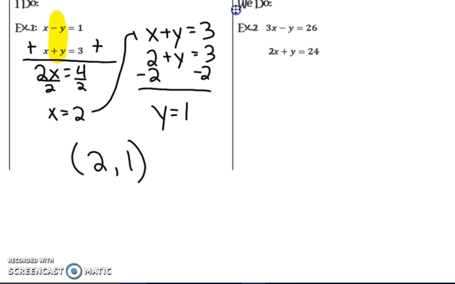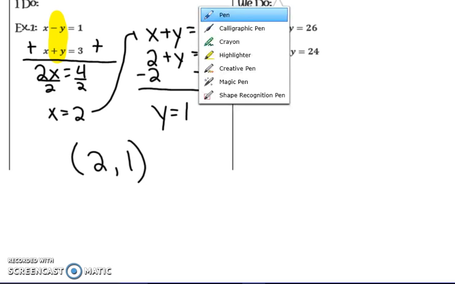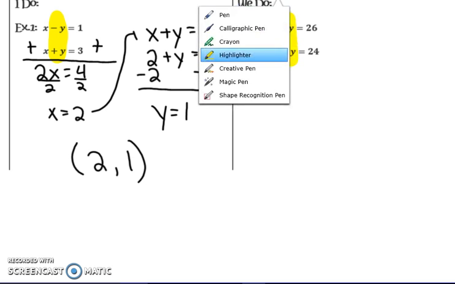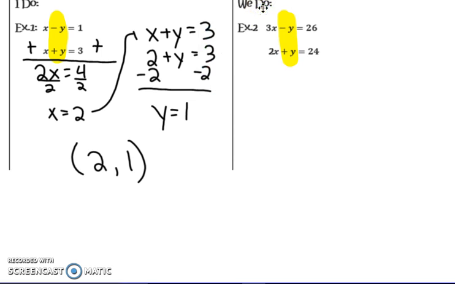If we look at example 2, again, we want to eliminate. They're both in standard form. If I look at my x's, I have a 3x and I have a 2x. Well, 3x and 2x don't eliminate each other. But if I look at my y's, I have a negative y and a positive y. So again, in this example, negative y and positive y make 0, so they're what's going to eliminate. I'm going to add these sides together.